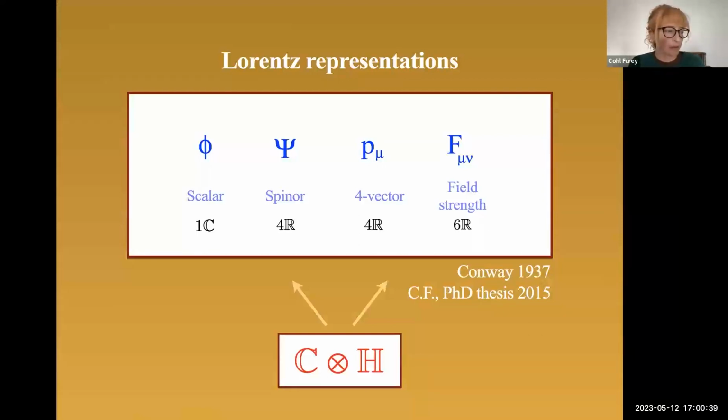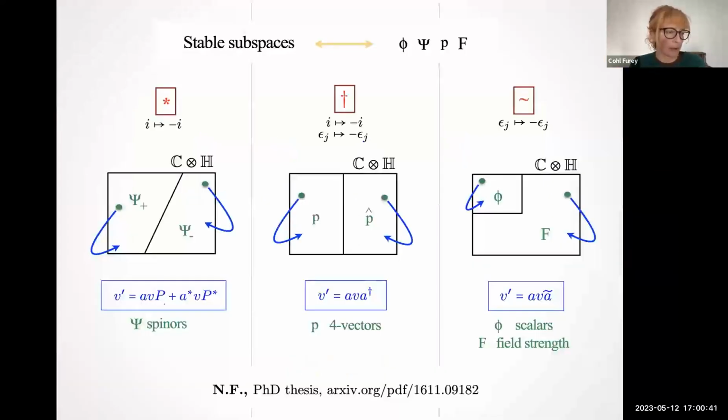We then showed that the full set of Lorentz representations of the standard model can be completed by considering the discrete symmetries of the algebra. From these discrete symmetries, we found actions of C cross H on itself under which the Lorentz representations of the standard model appear as stable subspaces. These generalize the notion of an ideal. One might expect such generalized ideals to emerge from the algebra, given that they survive no matter which element of the algebra is applied to them.